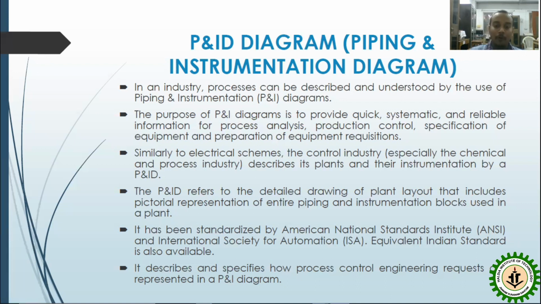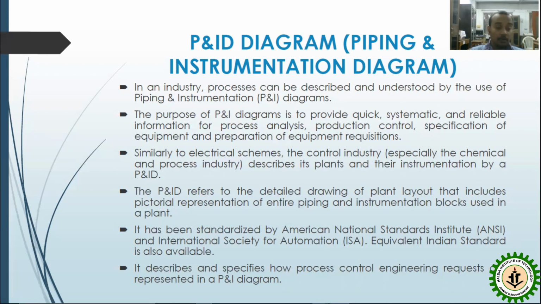So it is nothing but a type of electrical circuit which is implemented into the background of instrumentation for process plants. The P&ID refers to the detailed drawing of a plant layout that includes the pictorial representation of the entire piping and instrumentation block used in a plant. As I already mentioned, the instruments used over there need to be identified clearly, and how one instrument is connected to the other, and how the signal is transmitted. Is that an electrical signal? Is that a pneumatic signal? Is that a hydraulic signal? That needs to be identified by this P&ID.